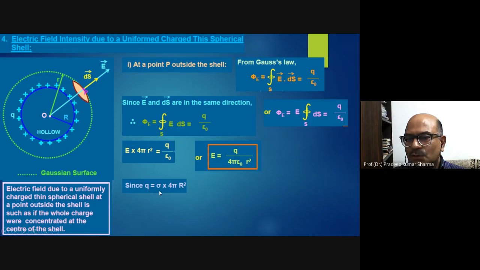Now Q is equal to, because this is the charge distributed over the surface, to find the charge we have to multiply the surface area with the surface charge density. So E is equal to sigma capital R square by epsilon naught small r square.